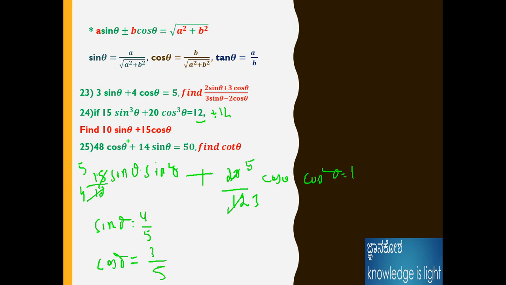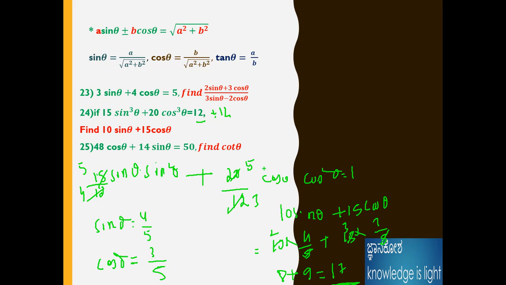The question is asking about 10 sin theta plus 15 cos theta. 10 times sin theta, which is nothing but 4 by 5, plus 15 times cos theta, which is nothing but 3 by 5. Therefore I will shift it: 5 2s are 10, 2 4s are 8, 3 3s are 9, so 8 plus 9 is 17. That is the answer for this question.